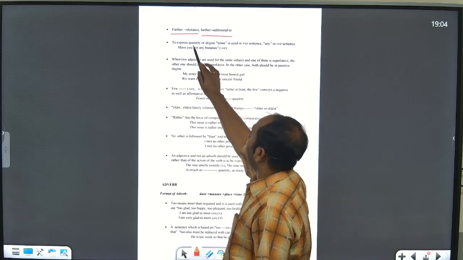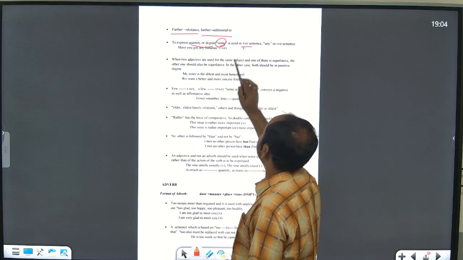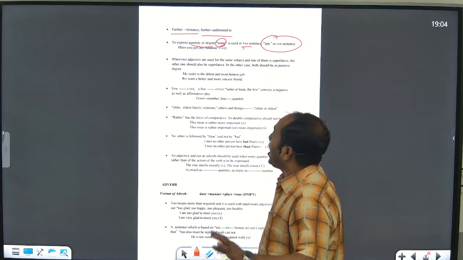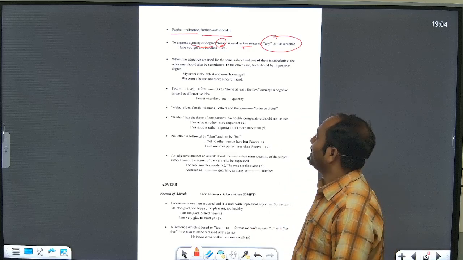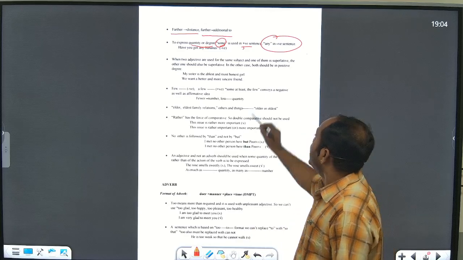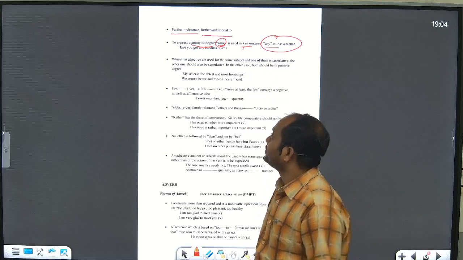Next, if you want to express the quantity, some is generally used for the positive sentence. Any is used for the negative sentence. Have you got any bananas? Have you got some bananas? Okay. So for positive we use some, for negative we use any.